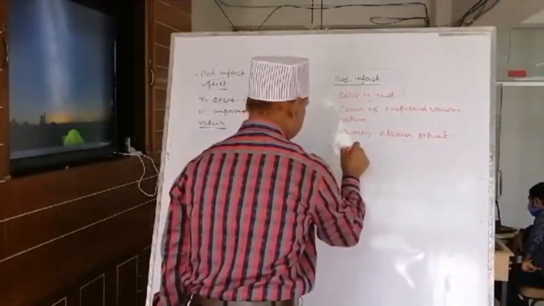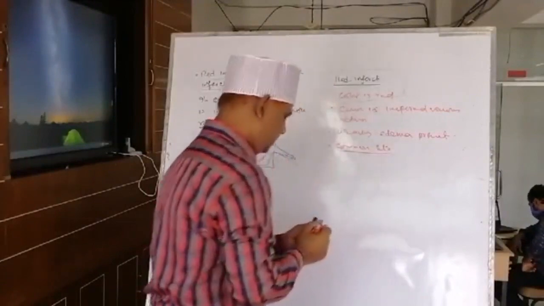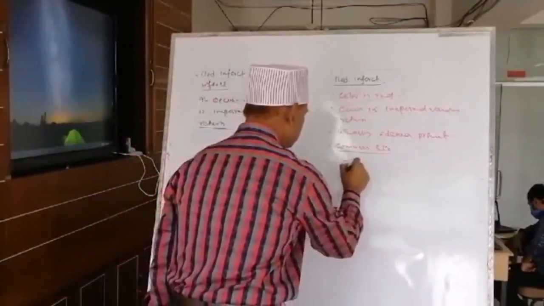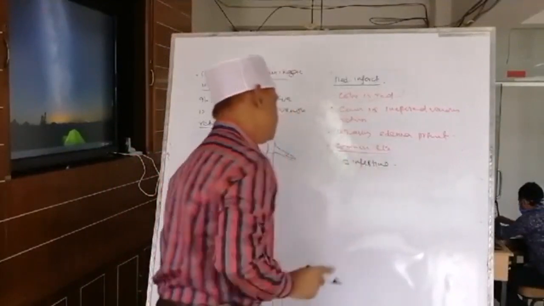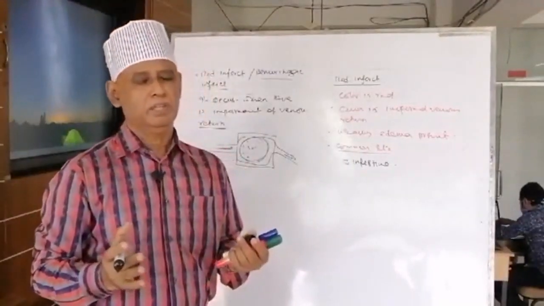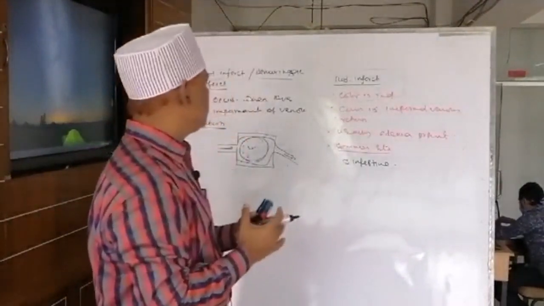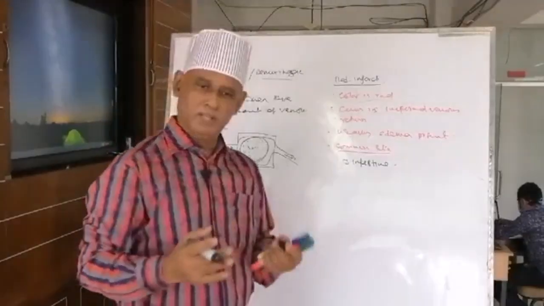Common sites of red infarct: intestine, when there is intestinal obstruction like strangulated hernia. Intestine, if intestine undergo infarction, the red infarct occurs there.